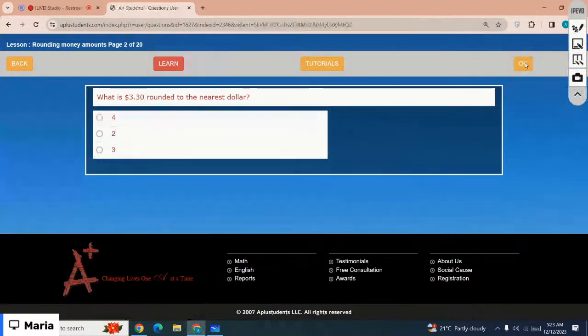What is 3.30 rounded to the nearest dollar? Which is the correct option?